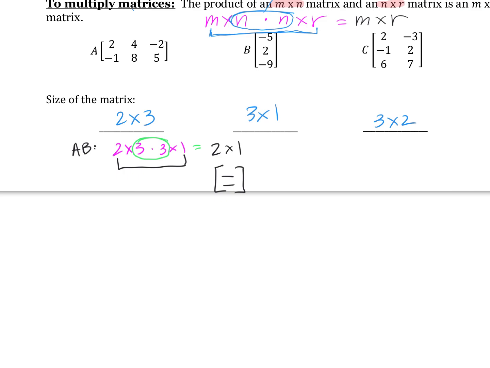What if I said, go multiply B times C? What's B's dimension? B was a 3 by 1. C was a 3 by 2. Can you multiply them? No. And that's as far as you got to go, which is so nice because those middle numbers didn't match.